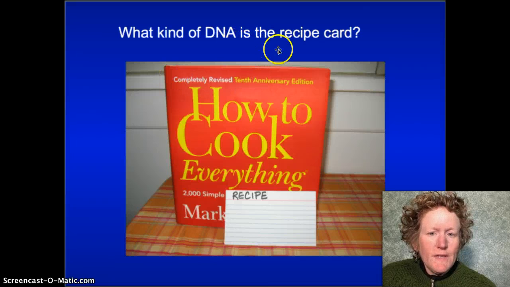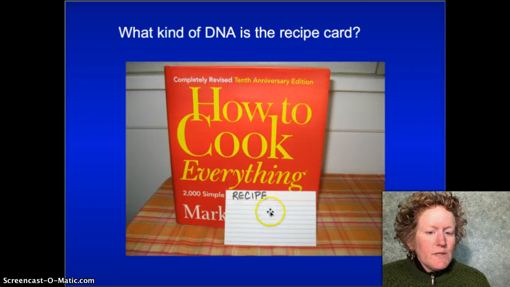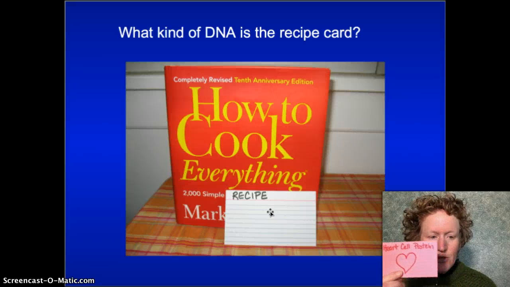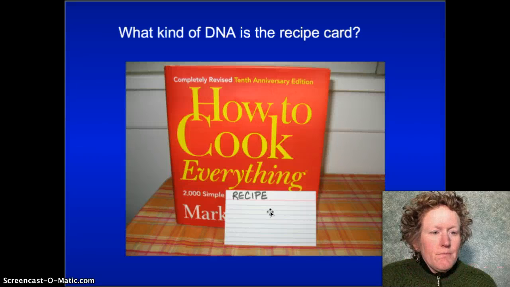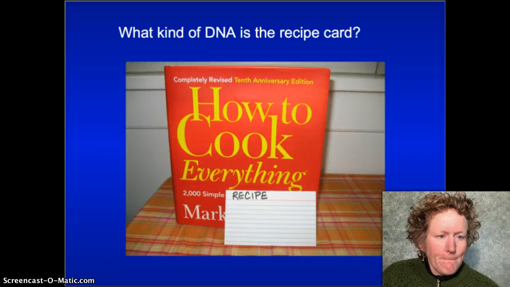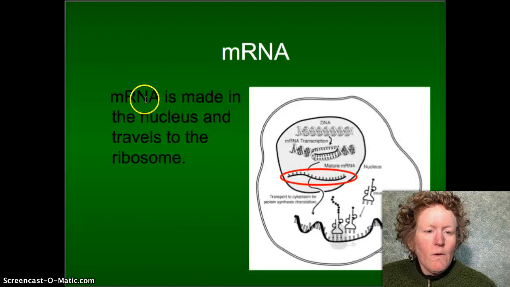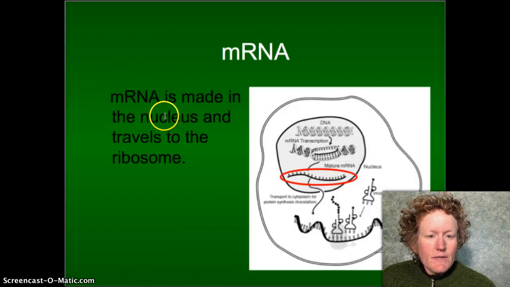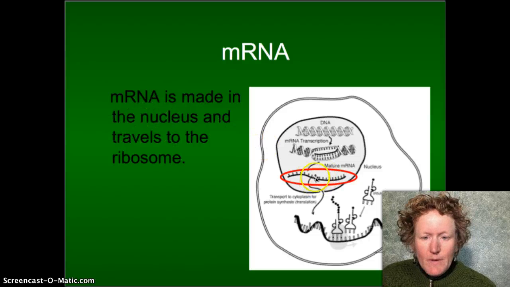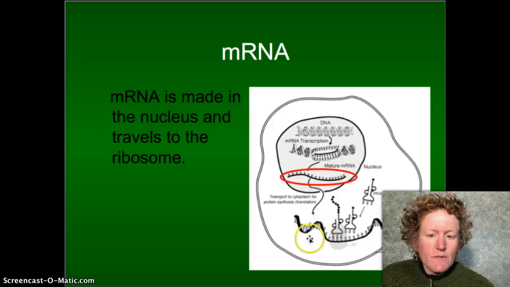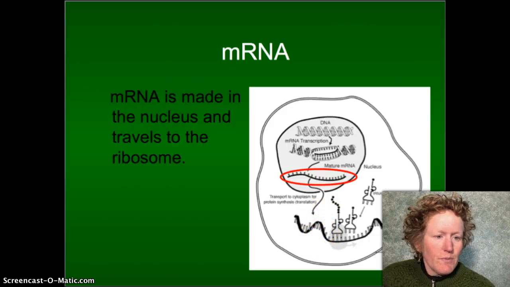So what kind of DNA is the recipe card? Well, we talked about DNA being a messenger. The recipe card is messenger RNA, or mRNA. Messenger RNA is made in the nucleus and travels to the ribosome. It's made in the nucleus and it's going to travel outside the nucleus to the ribosomes where protein can be made.